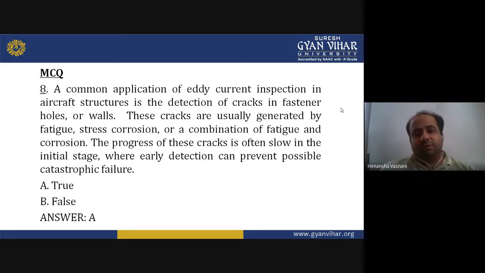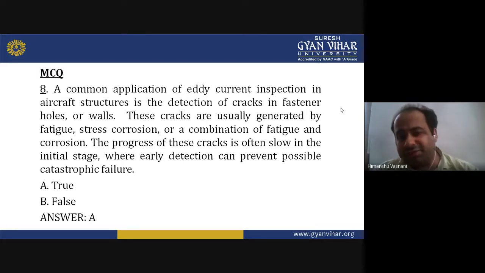Now a common application of eddy current inspection is in aircraft structures, that is, the detection of cracks in fastener holes or walls. These cracks are usually generated by fatigue or stress corrosion or a combination of fatigue and corrosion. The progress of these cracks is often slow in the initial stage, where early detection can prevent possible catastrophic failure.